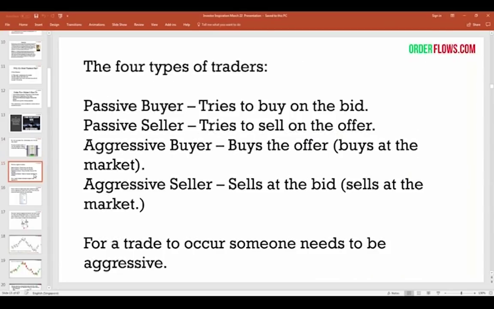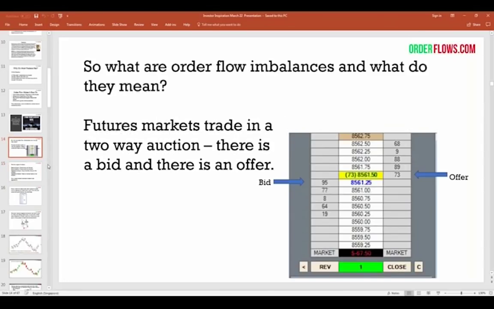Now what you have, and this is where the beauty of order flow comes in, is what's called aggressive buyers and aggressive sellers, and order flow allows you to see it. An aggressive buyer is someone who buys the offer, basically buys at the market. Aggressive sellers sell at the bid, they sell at the market. Remember, for a trade to occur, someone needs to be aggressive, right?